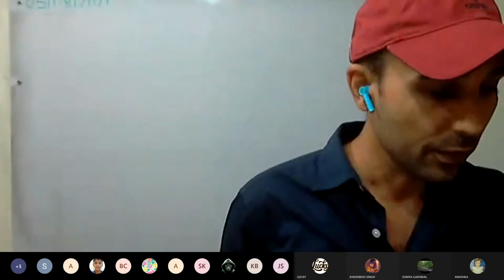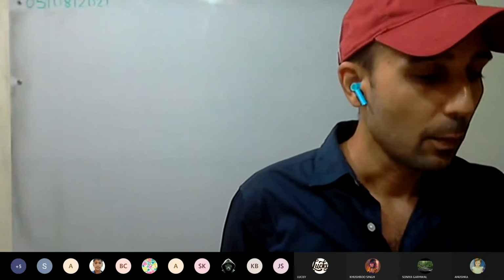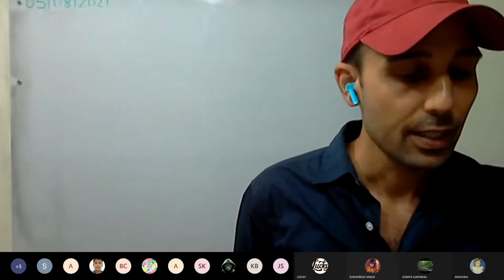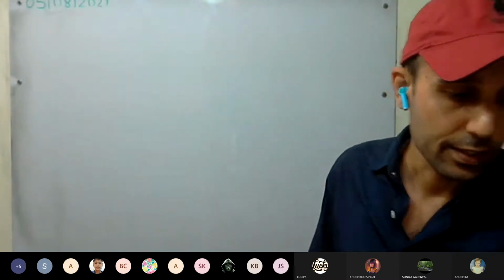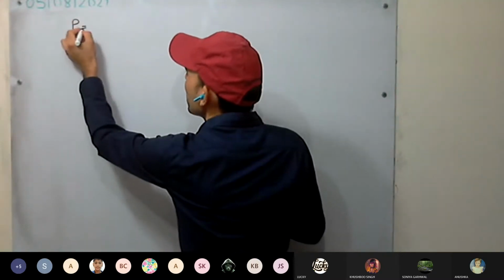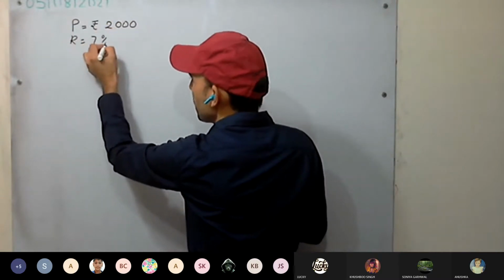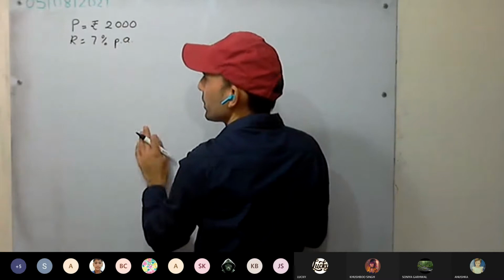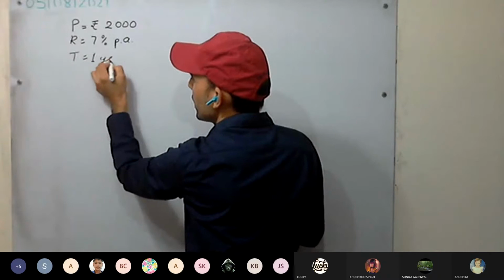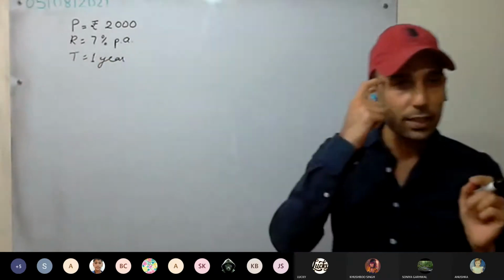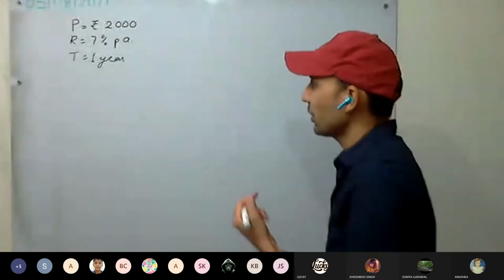Find the amount and the compound interest on rupees 20,000 for 1 year at 7% per annum, compounded half yearly. Rate is 7% per annum, which means 7% is applied for the whole year. So the principal is rupees 20,000, the rate is 7% per annum, and the time is 1 year. We are calculating the interest half yearly.